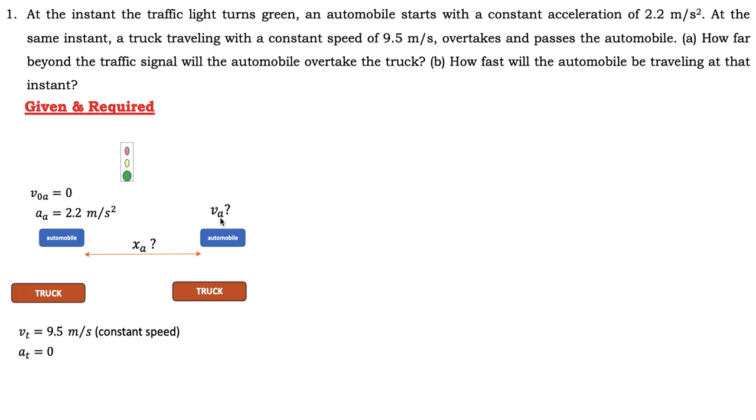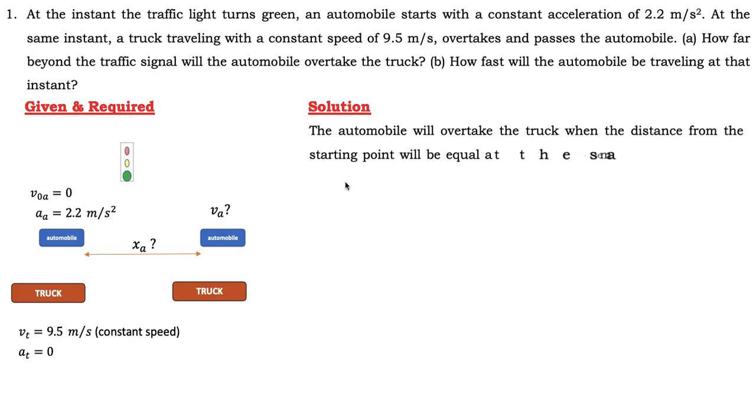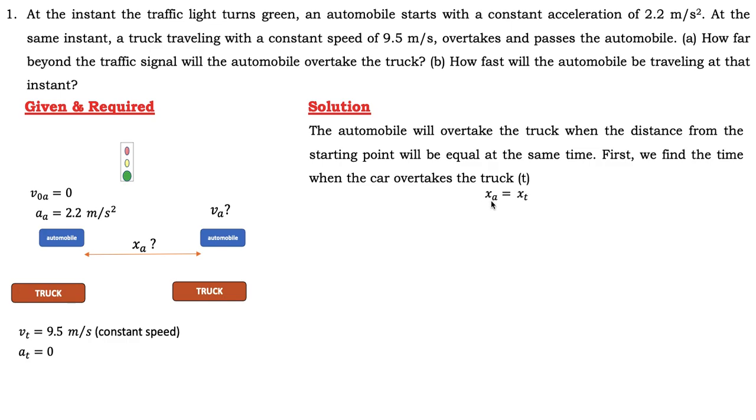And the solution. The automobile will overtake the truck when the distance from the starting point is equal at the same time. First, we find the time when the car overtakes the truck, or t. We can write: distance of automobile equals distance of truck.